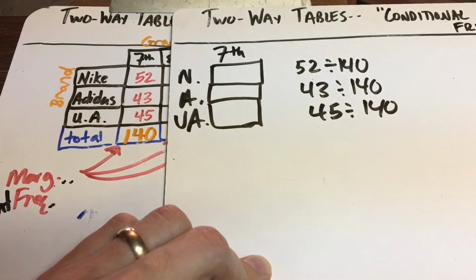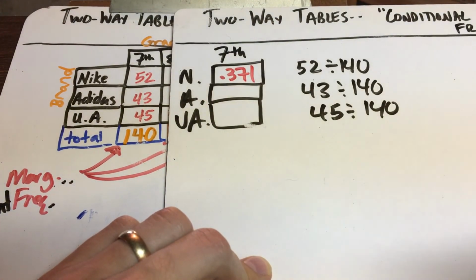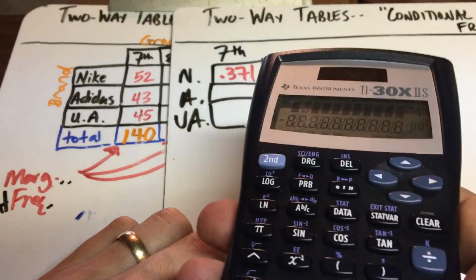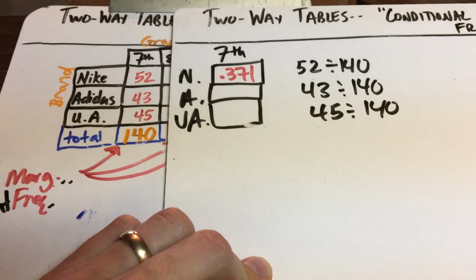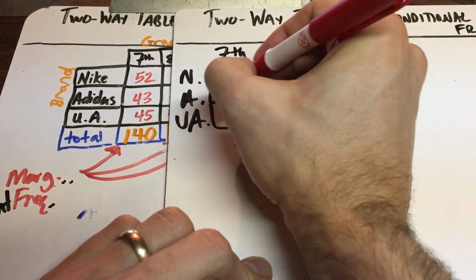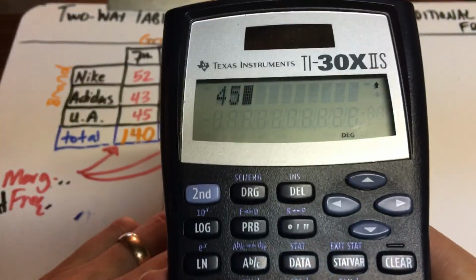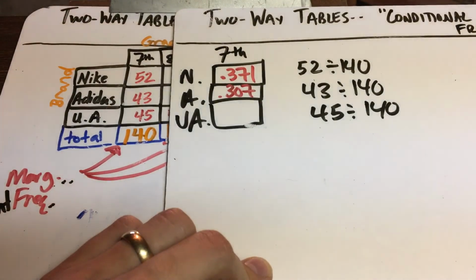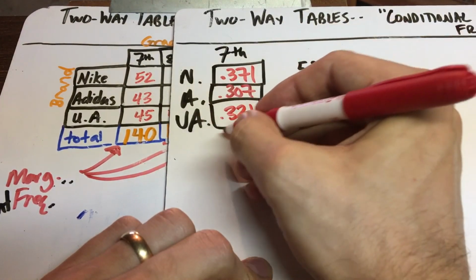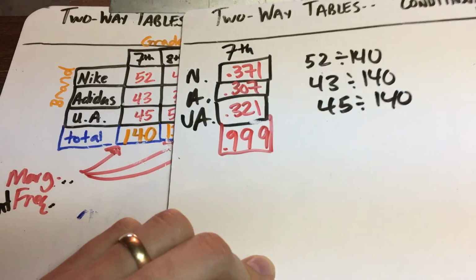37.1%. And so I could say, okay, 37.1% of just the 7th graders, not of everybody, right? And then same thing with Adidas. And so this is called the conditional relative frequency, 30.7. And then the Under Armour is going to be the 45 divided by 140. I don't think you're going to have any questions like that, 32.1. I'm going to try not to give you too many of those, but I could add those up, and that should equal 100, or in this case, 0.999, which is close enough, right?